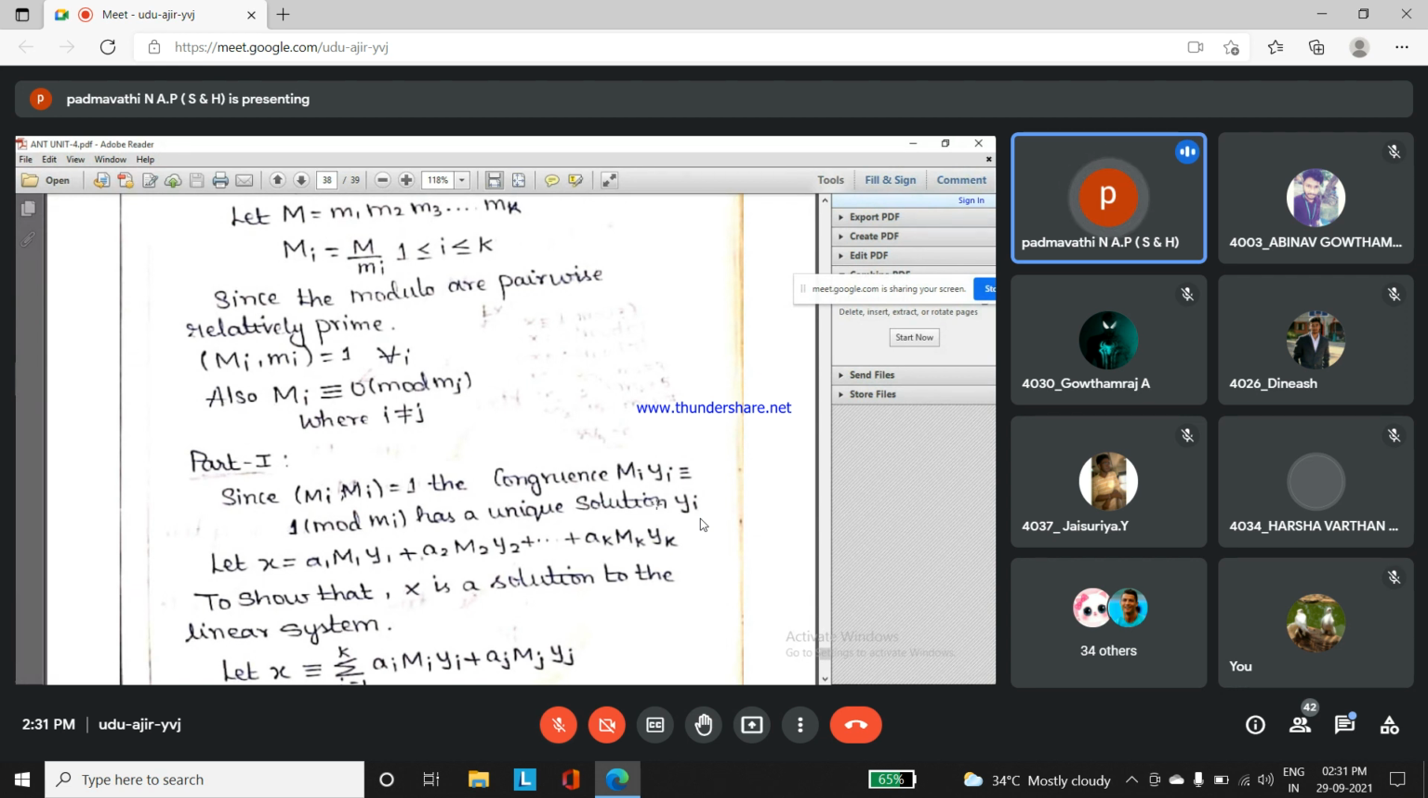How can we find out the values of m1, m2, etc. mk? எப்படி find out பண்ணலாம்? m1, m2, m3, etc. mk. Students, m1, m2 லாம் எப்படி find out பண்ணலாம்? Capital M1, M2, etc. mk. How can we find out the values of m1, m2, etc. mk?